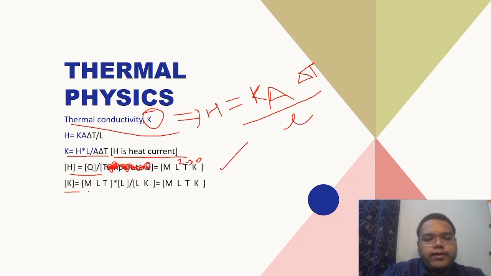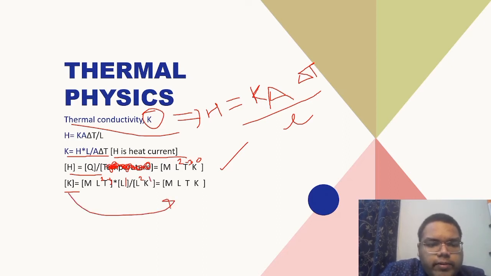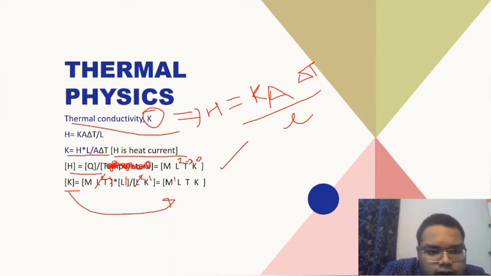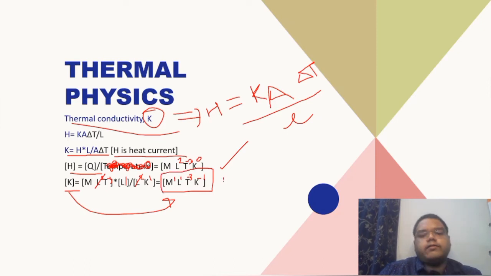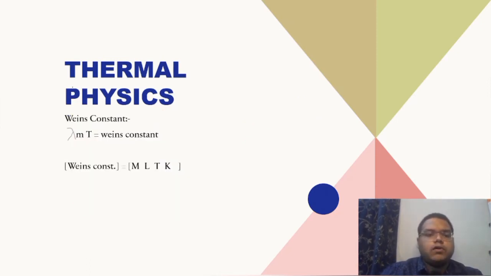And K will be M L square T to the power minus 3 into L to the power 1 divided by L square K to the power 1. So the overall dimension of K will be M to the power 1, T to the power minus 3, K to the power minus 1 and L to the power 1. Okay, done.